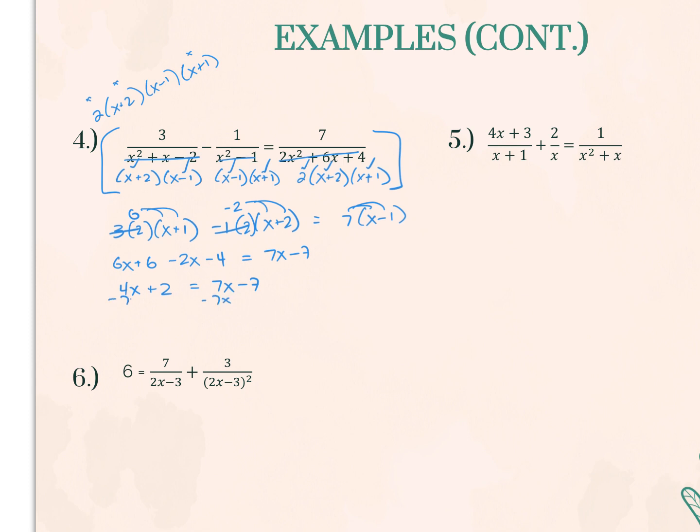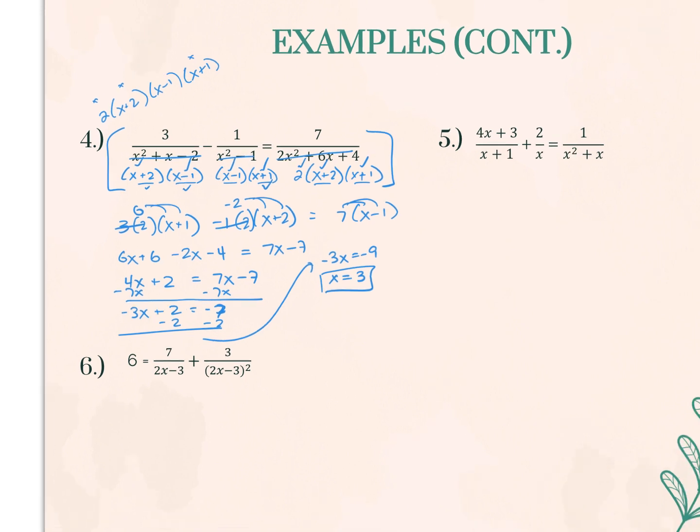So now I'm able to adjust my equation. I'm going to subtract 7x from both sides. I'm going to get negative 3x plus 2 equals negative 7. I'm going to subtract 2 from both sides, and I'm going to get negative 3x equals negative 9, and I'm going to divide both sides by negative 3, and I'm going to get that x is 3. And again, now I just have to see, is it extraneous or not? And notice none of my denominators will be 0 if x is 3, so I'm okay. My denominators can't be negative 2, they can't be positive 1, they can't be negative 1, but 3 is not a problem, so it's a valid solution.